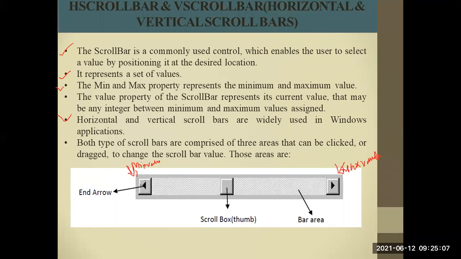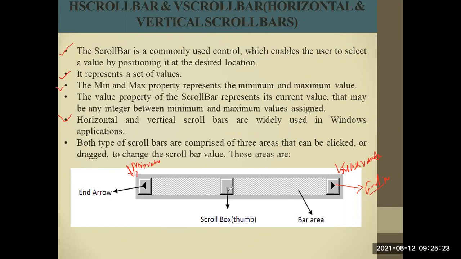First is an arrow. An arrow represents your maximum and minimum value. This is your end arrow, and this will also represent your end arrow. So what will it represent? It will represent your maximum and minimum value.